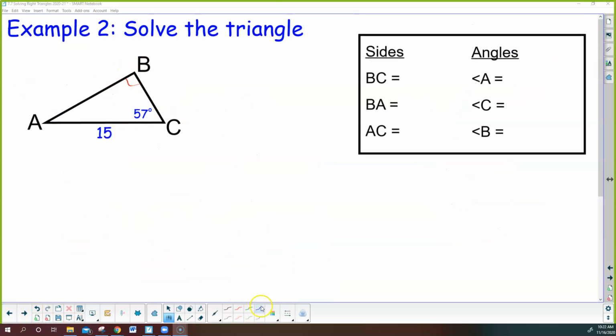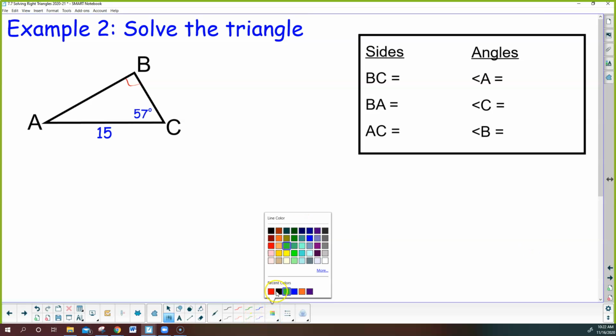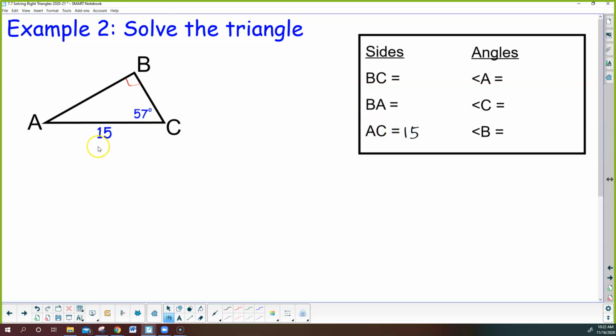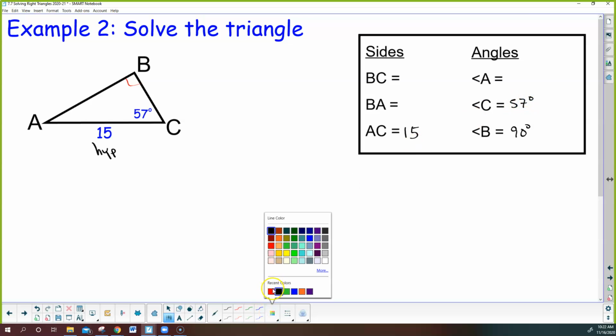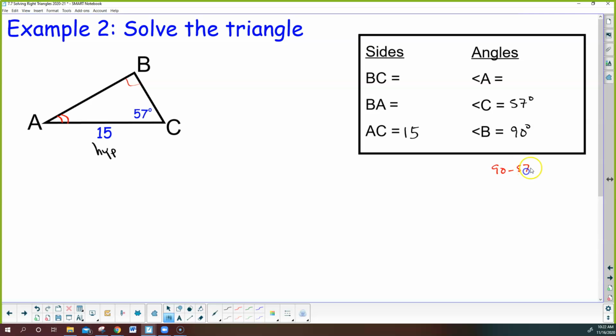All right. So the first thing I like to do when I approach a problem like this is, it says solve the right triangle. So I need to know all 3 sides and all 3 angles. I take the information that's given and I just record it. I know the side length AC is 15, and I might even identify that as the hypotenuse. And then I know angle B is 90 degrees, angle C is 57, and that means I can very quickly find angle A if I want. Angle A is just going to be 90 minus 57, and what is that, 33?